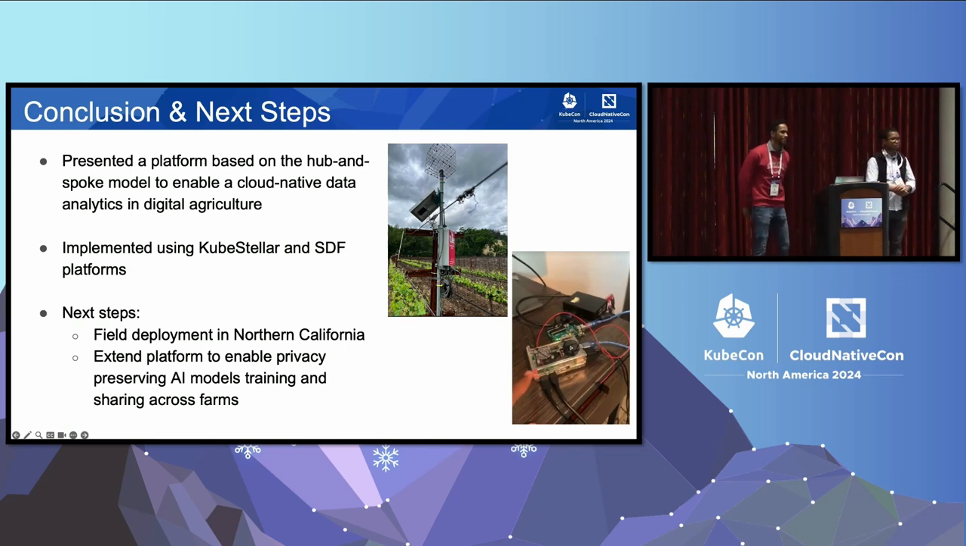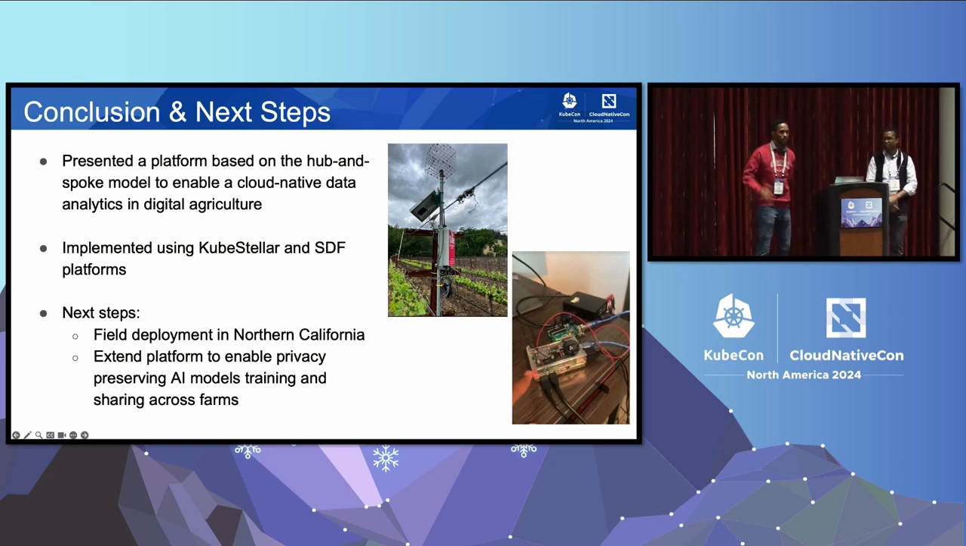Hi, thank you. Awesome talk. I'm new to edge computing, so I'm curious, when you say K3S, is that creating its own cluster on the cow's neck? Why is it its own cluster and not just another node on your whole cluster?